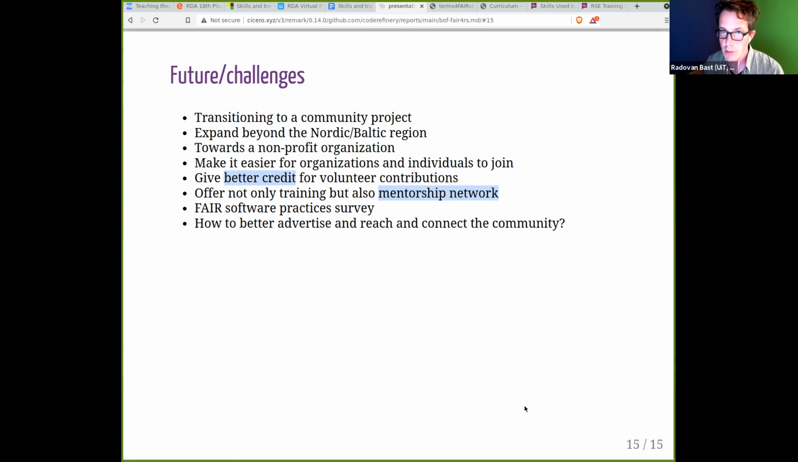We want to make it easier for organizations and individuals to join. We want to make it more motivating for them to join. For this, we will need to provide better credit, also to build a mentorship network. It would be really fun and interesting to design and carry out a FAIR software practices survey in the Nordics and beyond. And one challenge that we have to work on, and it's not easy, is community building. I think our biggest challenge right now is to build and maintain the community.